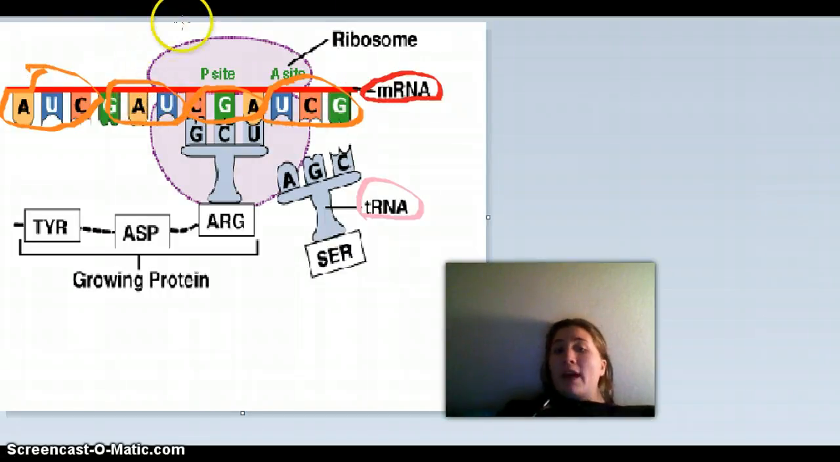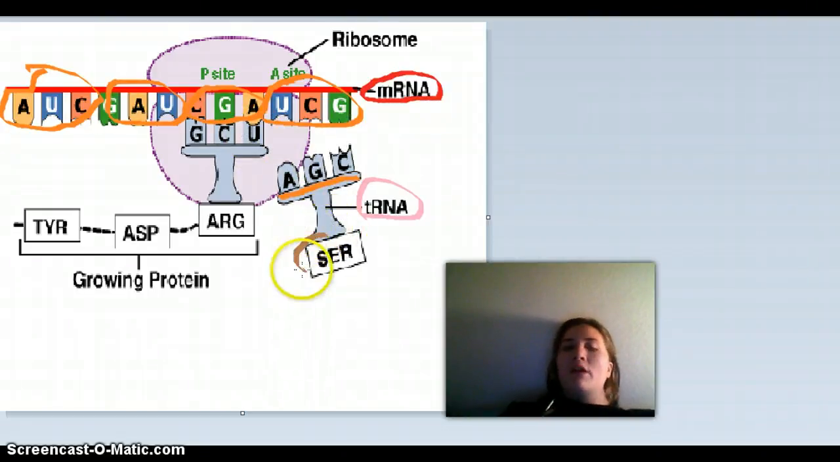So mRNA has codons, tRNA has anticodons, and anticodons basically mean the opposite of what the codon is. So the anticodon is right up here, these letters right up here. And also here on the bottom, let me not forget, is the amino acid or amino group.